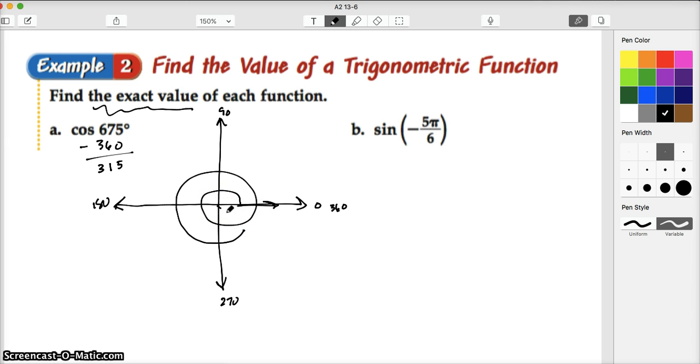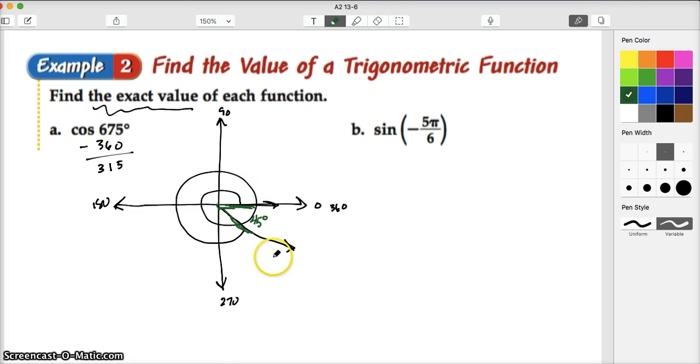So we end up here, 315, somewhere between here and here. What is the reference angle? As soon as we get the reference angle, we've got this. The reference angle from 315 degrees, I'm saying 315, you guys know I mean 675, but I'm talking about that last round. From 315 to 360 would be 45, right? So this is a 45-degree angle. The reference angle for 675 is a 45-degree angle.